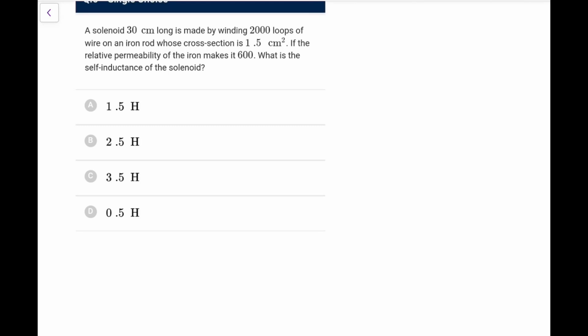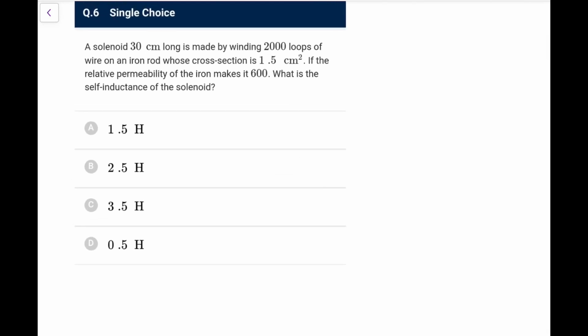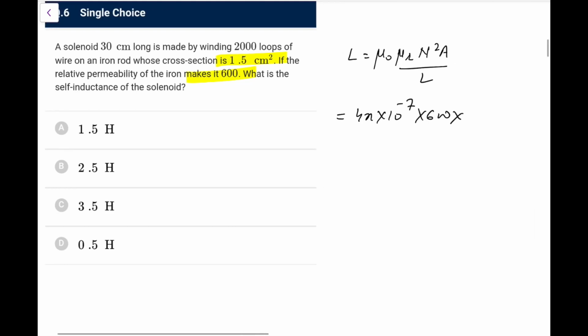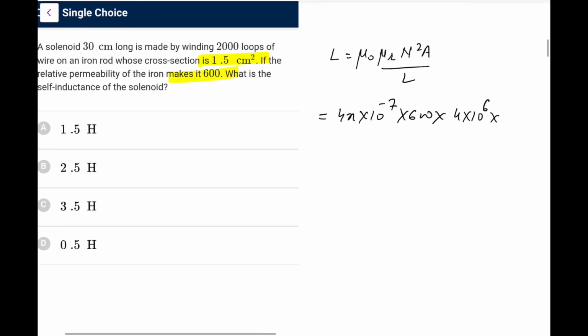A solenoid 30 cm long is made by winding 2000 loops of wire on an iron rod whose cross-sectional area is this. If the relative permeability is 600, what is the self-inductance? So L you can write as mu naught mu r into small n squared into A L, or total N squared into A by L, whatever you write. So mu naught is 4 pi into 10 to the power minus 7, mu r is 600. This N squared is 4 into 10 to the power 6. Area is 1.5 into 10 to the power minus 4, length is 30 into 10 to the power minus 2.